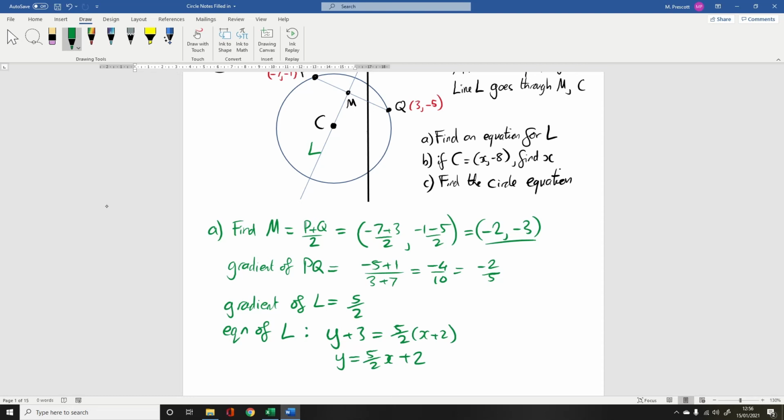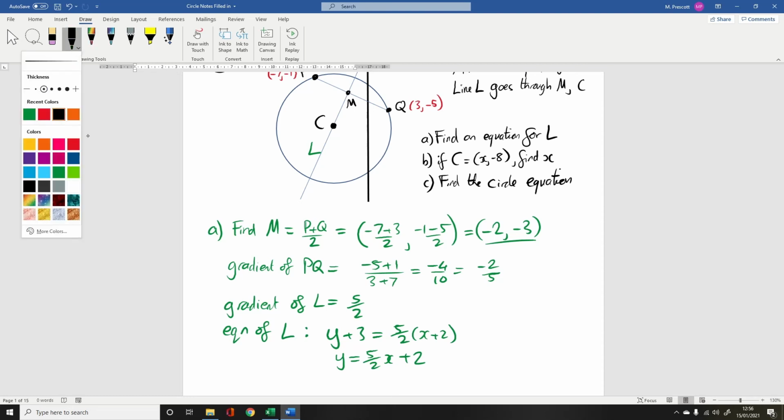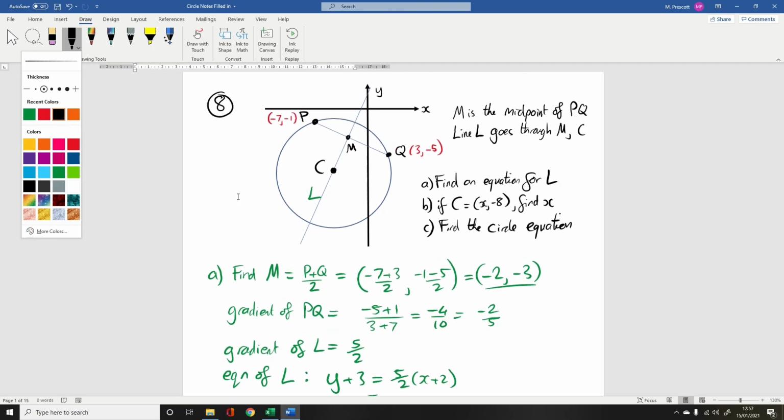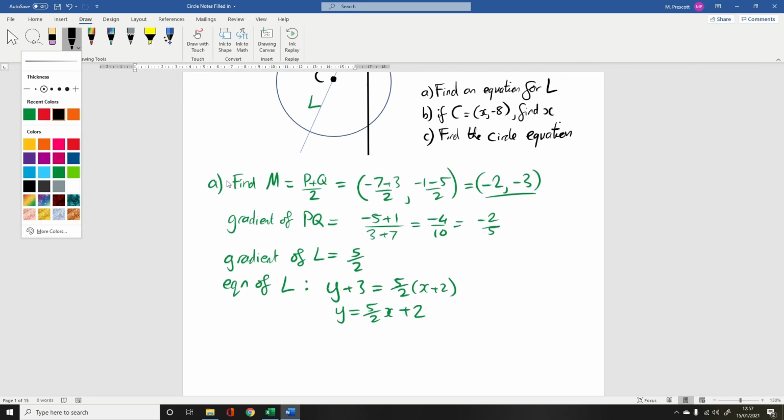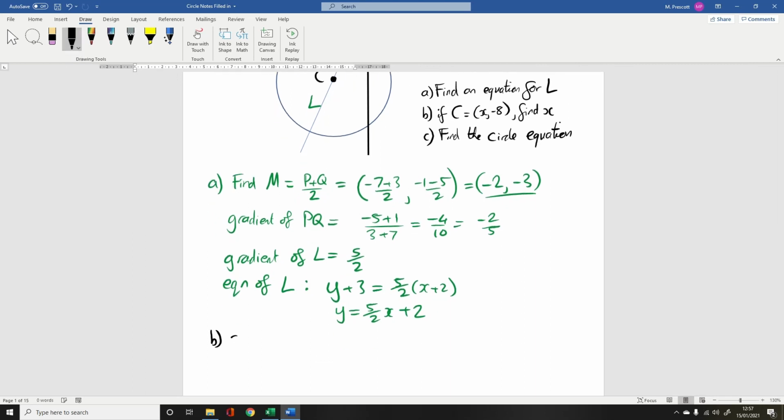Well, we then need to say, well, if the coordinate, or if C, the centre of the circle, is x, minus 8, we want to find what x is. So we've got to remember, obviously, that that's on the line that we've just drawn. So all we need to do is substitute in that y equals minus 8. That will give us minus 8 equals 5 over 2x plus 2. Minus 10 is 5 over 2x. And so divide across by 5 over 2, and it will tell you x is minus 4. Fair enough, that part of the question wasn't too bad.